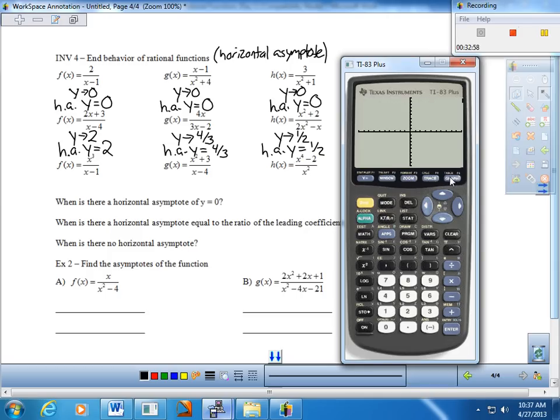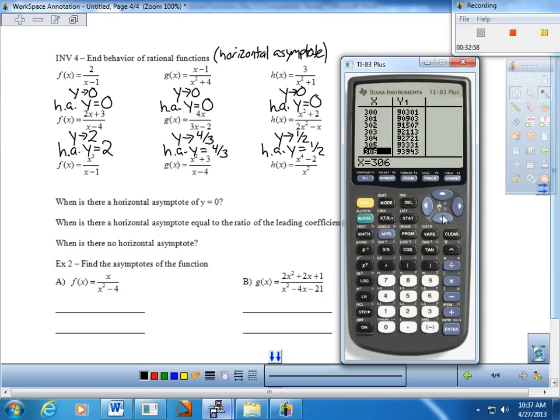I'm going to hit graph, and we get something like this, kind of intriguing looking graph. I have my vertical asymptote, of course, but here this is just shooting up as we go to the left. Hey, this is just shooting up as we go to the right. Does it look like it's approaching a particular number like all those other functions? No.